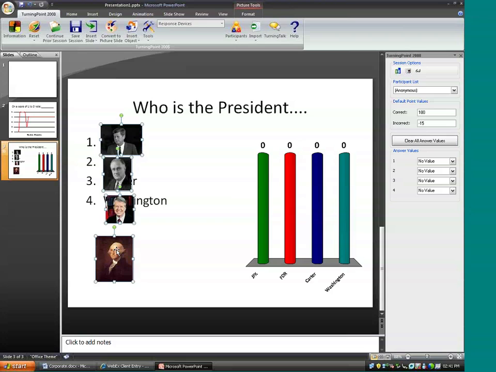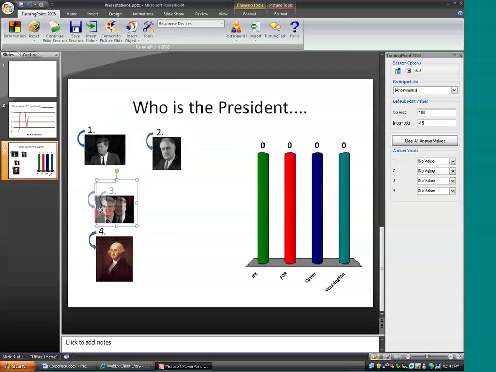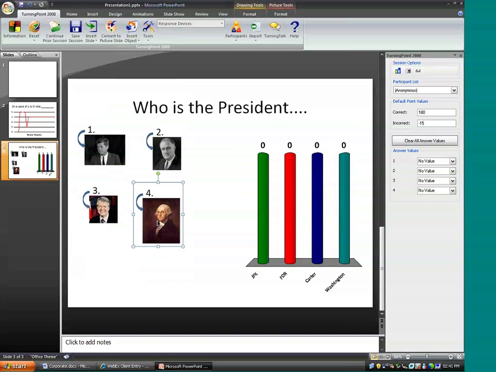Now I'm going to come up here to my Turning Point ribbon and click on the icon which reads Convert to Picture Slide. Now that I've done this, I have pictures as answer choices rather than the text. Now the whole reason of actually typing out the name of these pictures is it does put it below the charts. Okay, cool. So that's why I typed it out first.